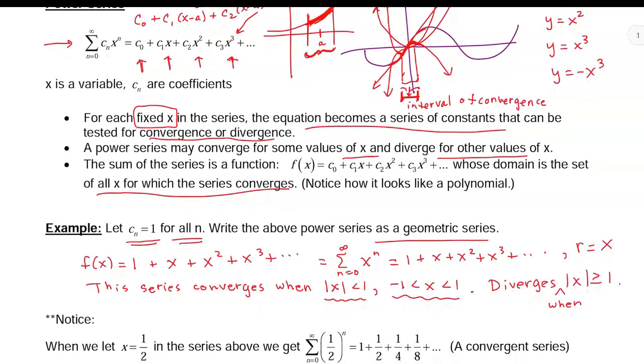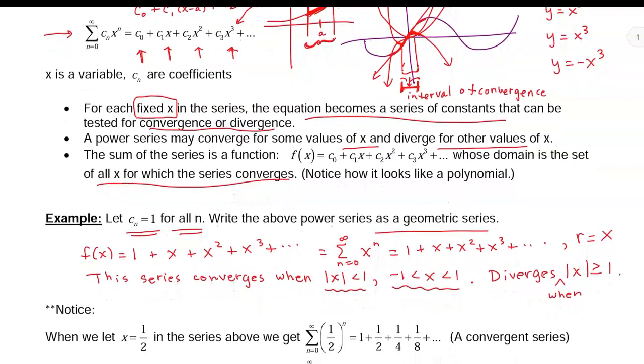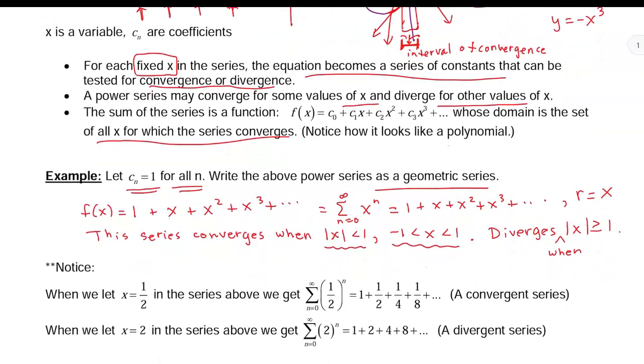Notice, if we let x equal 1/2 in the series above, we get this series right here, this geometric series, and it is convergent. Notice that x equals 1/2 is when absolute x is less than 1. However, if we let x equal 2, now absolute x is not less than 1, and we substitute in 2 for all the x's, we get this series. This series is geometric, but it is divergent.